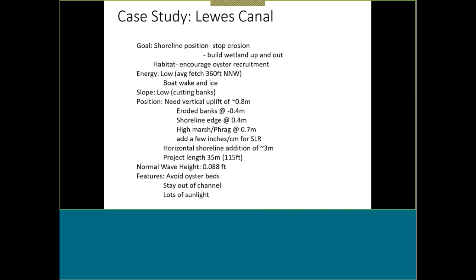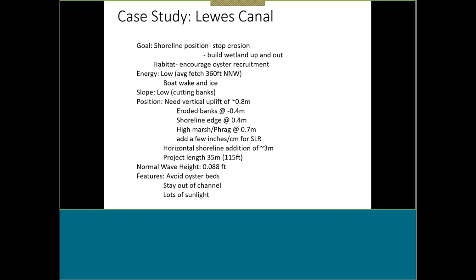So looking at what we need for bringing the shoreline position up, in terms of a vertical lift, we need a total of just under a meter of lift, because we know that our eroded banks' elevation is -0.4. This is all in NAVD 88. We know our shoreline edge from going out to survey it, and we know the elevation of Phragmites.